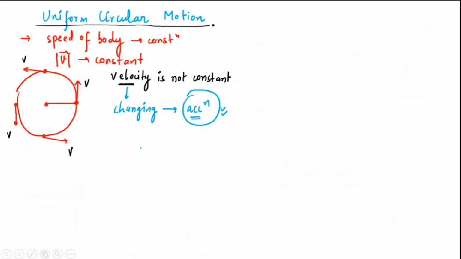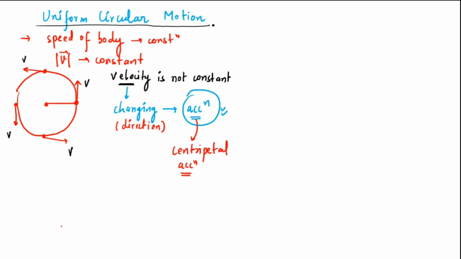This is the important part of this particular topic. As we know, velocity is not constant, it is changing, but it is changing due to what? It is changing due to its direction. So there must be some acceleration which is produced due to the change in direction of velocity. This acceleration, produced due to the change in direction of velocity of the object, is called centripetal acceleration.